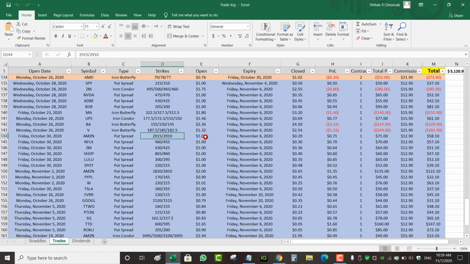Amazon was a put spread, collected $1, closed it for 29 cents, $58 profit. Netflix, put spread again, 460. Put spread, collected $1, closed for 30 cents. Obviously, could have let it expire, all worthless. All these could have expired worthless.